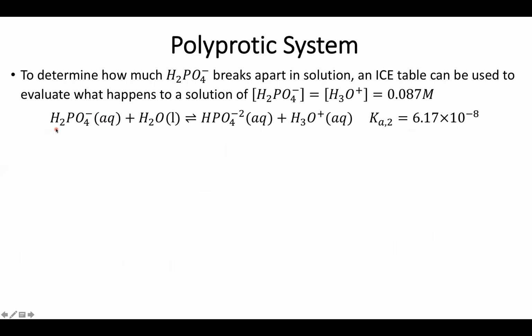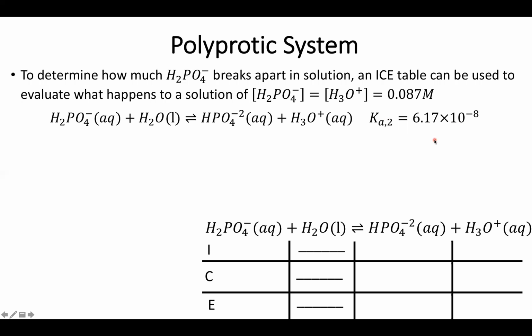So now what we're going to look at is how much my dihydrogen phosphate breaks apart. But now instead of being a conjugate base, it's going to be the acid of this reaction. And it's going to end up producing monohydrogen phosphate and again, protons. And now we're going to use our second Ka, which again can be derived from our second pKa.